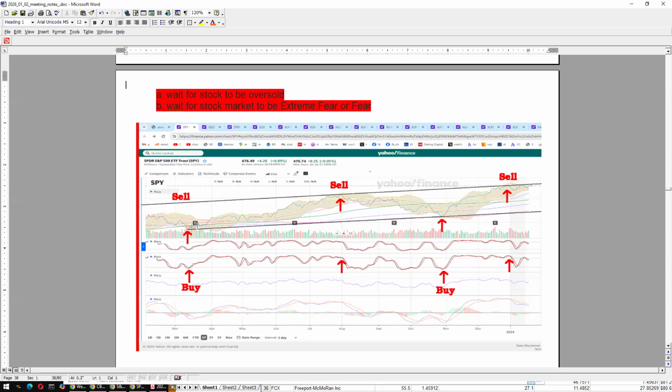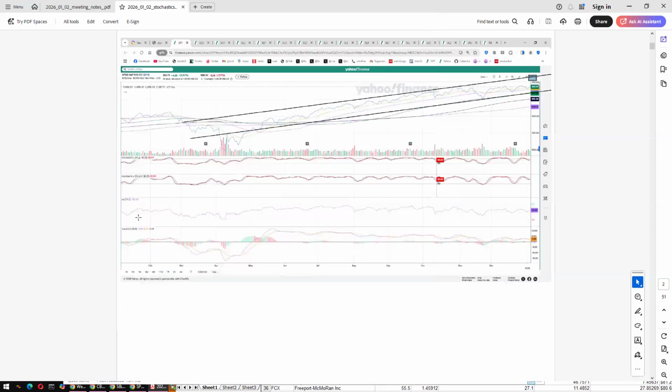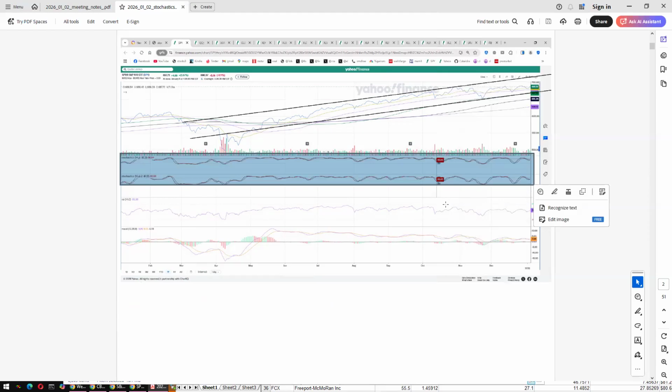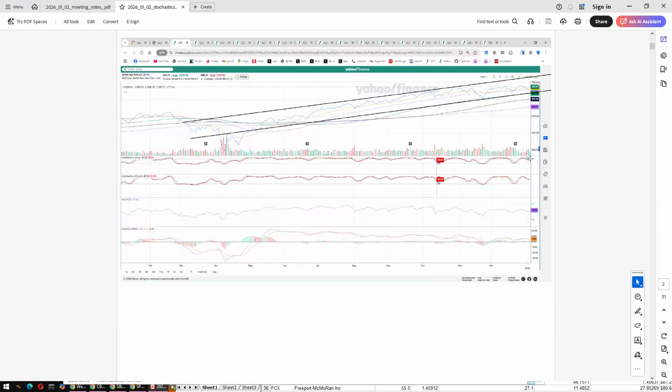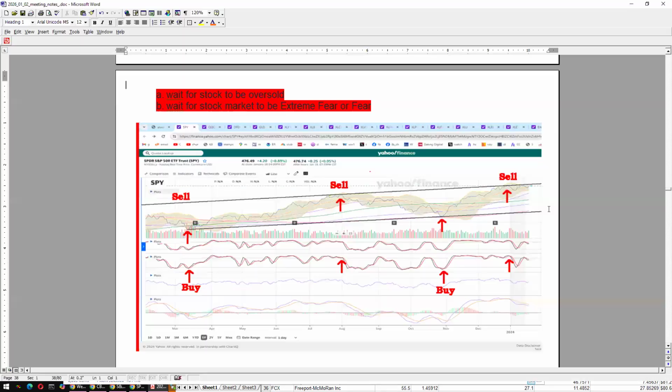So we look at a typical chart pattern like this. There's something called slow stochastics. So you can see right here in our chart pattern, we have slow stochastics. And we follow that to say whether we're overbought or oversold. And right now you can see when it's over 90, that is overbought. And when it's under 10 or so, that is oversold.